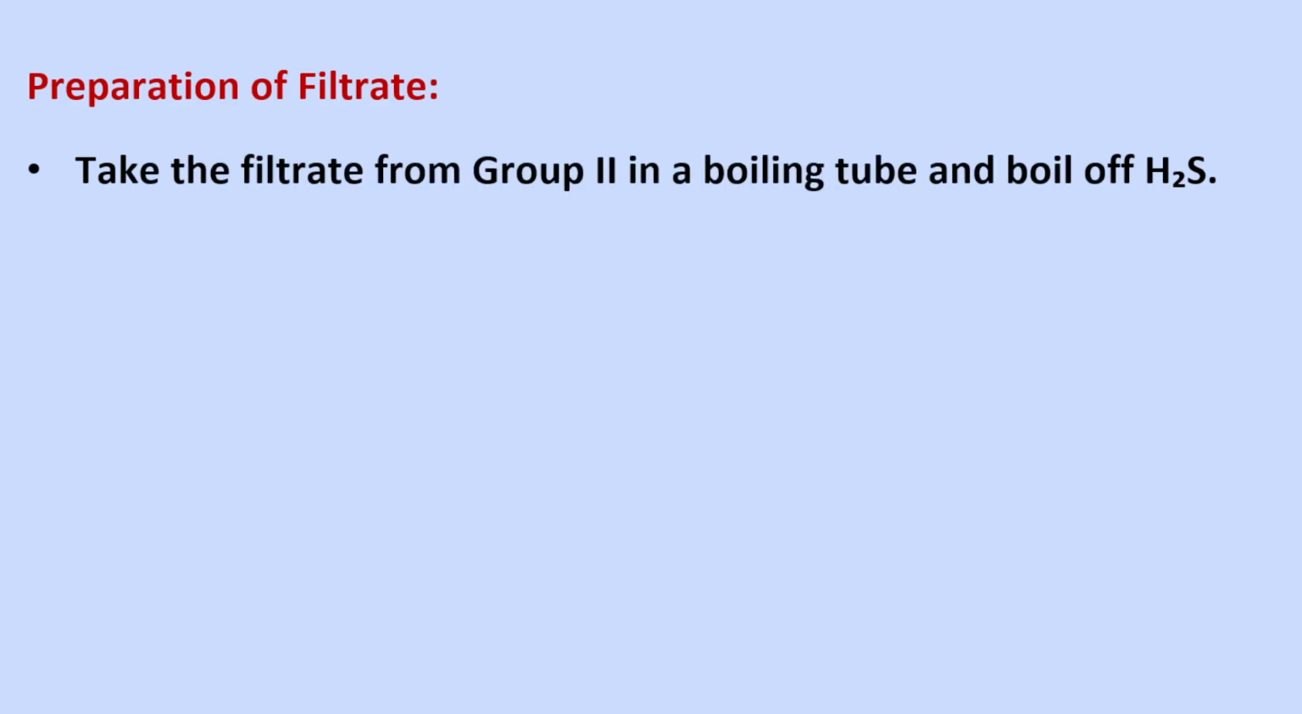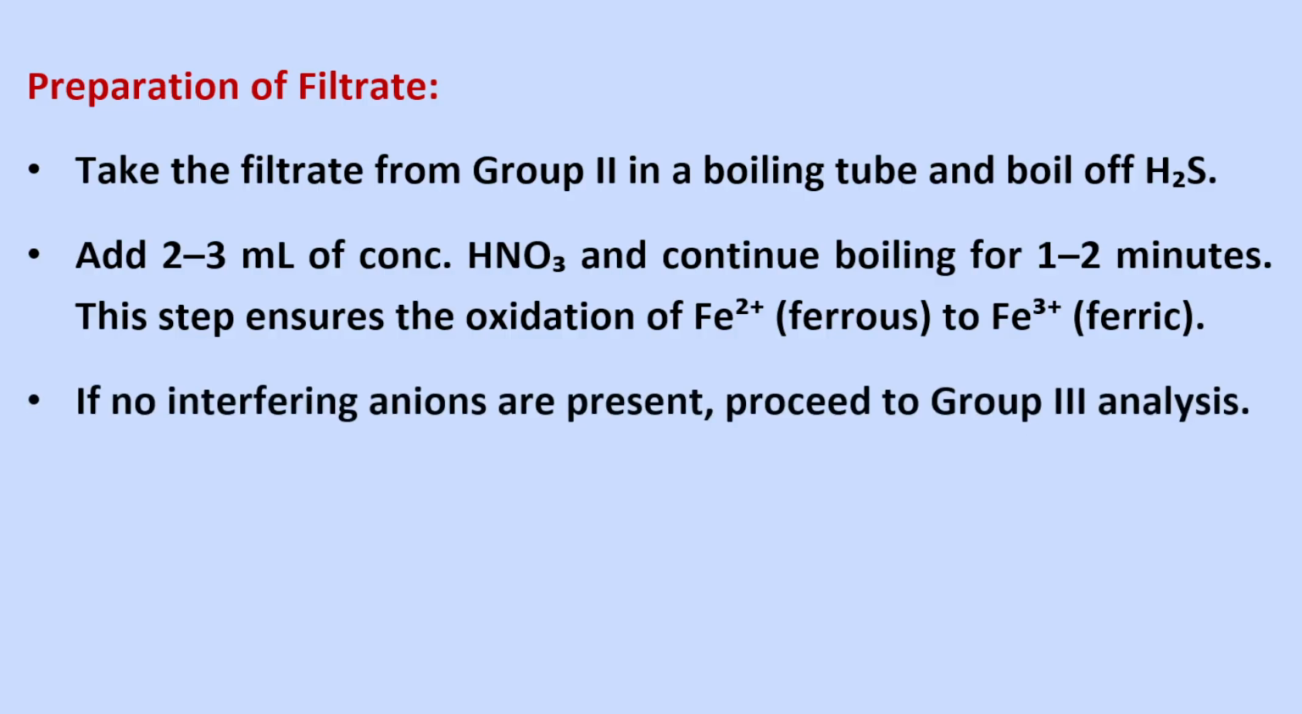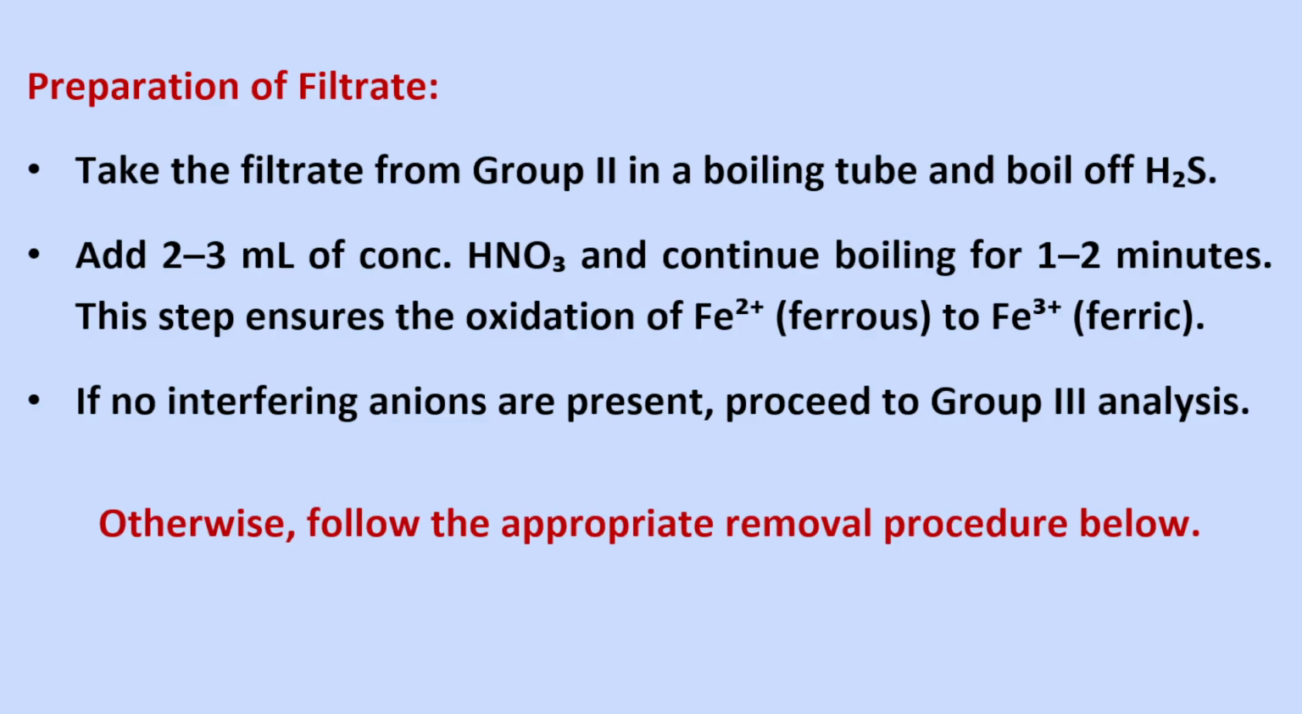General procedure for filtrate preparation. Begin with the filtrate from the group 2 analysis. This solution is taken in a boiling tube and H2S gas is removed by boiling. Next, add 2-3 ml of concentrated nitric acid and continue boiling for about 1 or 2 minutes. This step ensures the oxidation of ferrous to ferric ion. If no interfering anions are present, proceed directly to group 3 analysis. Otherwise, select the appropriate removal method based on the anion detected.